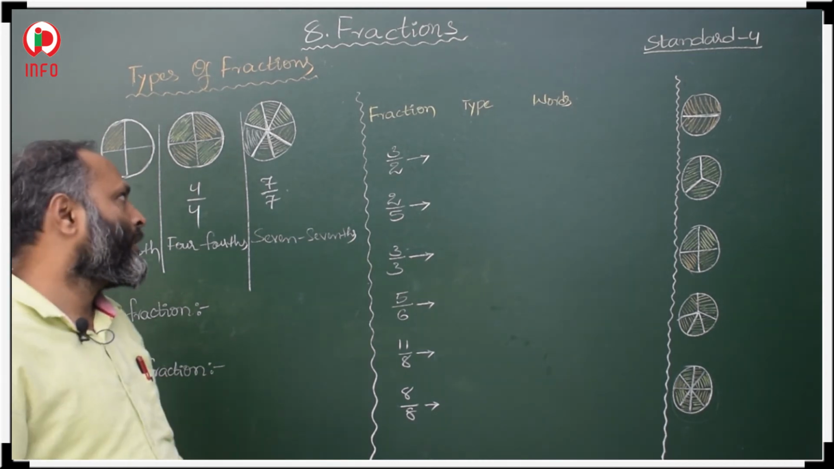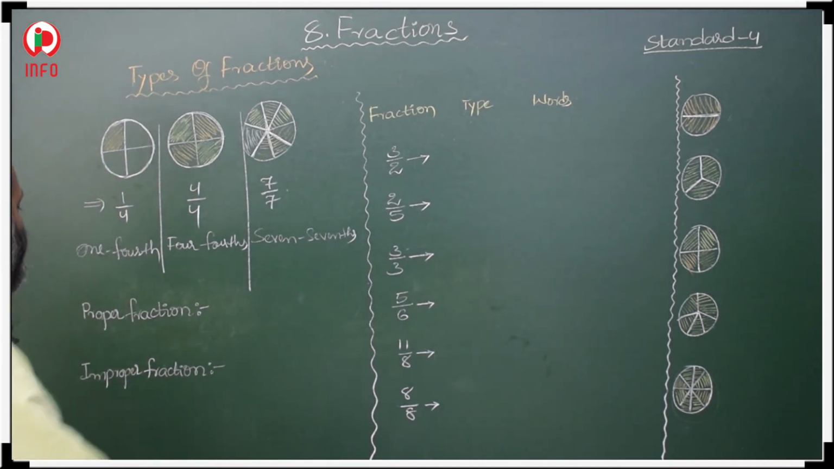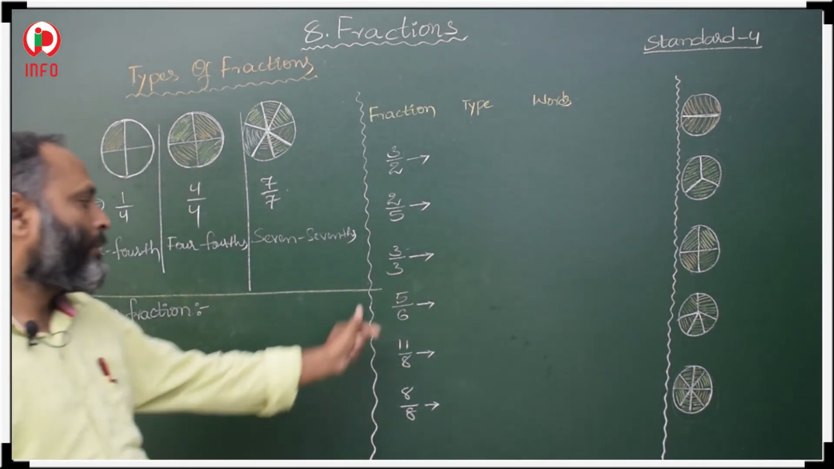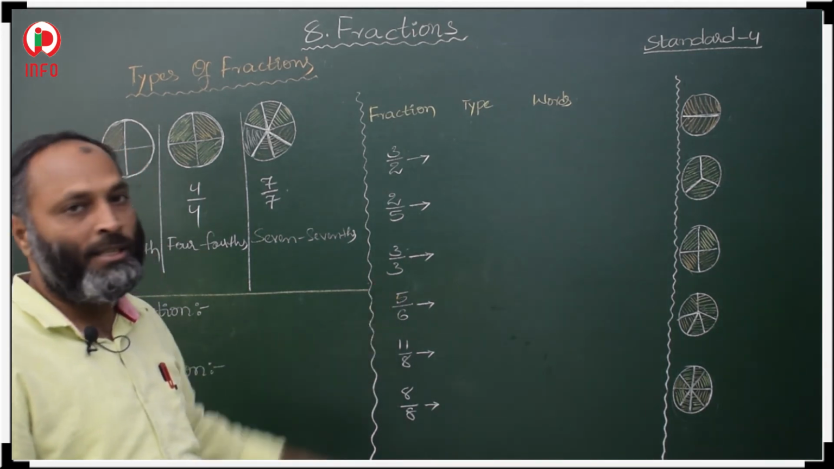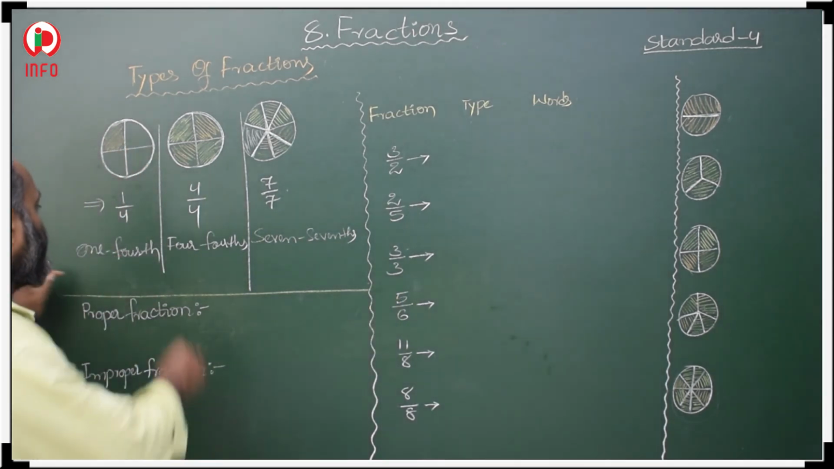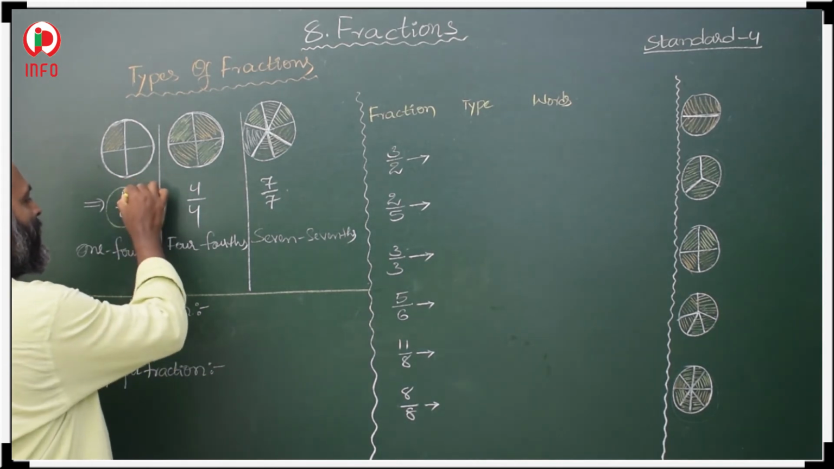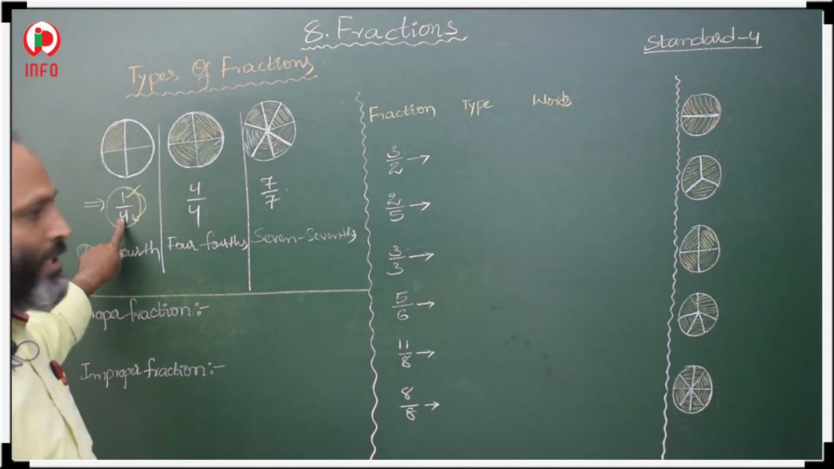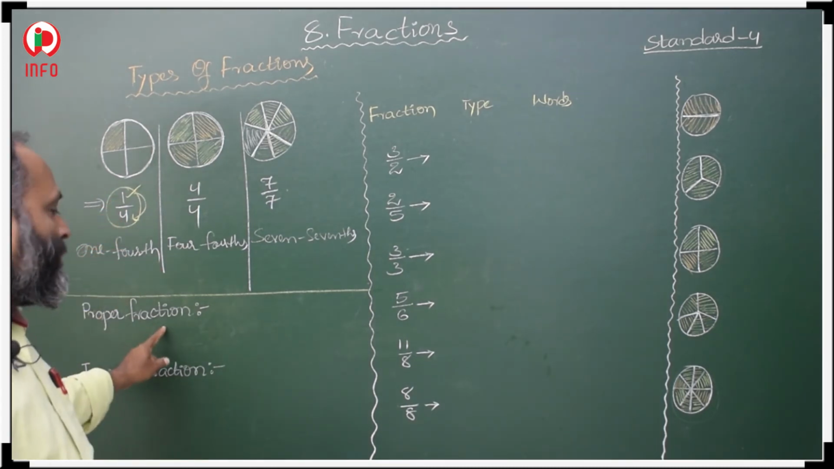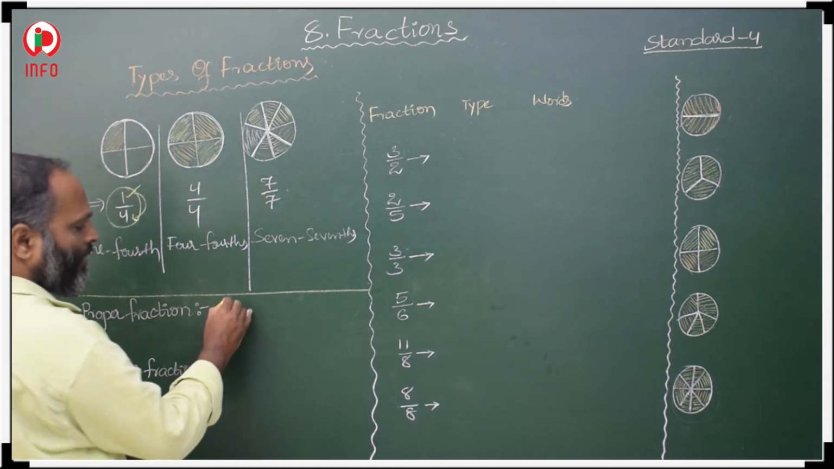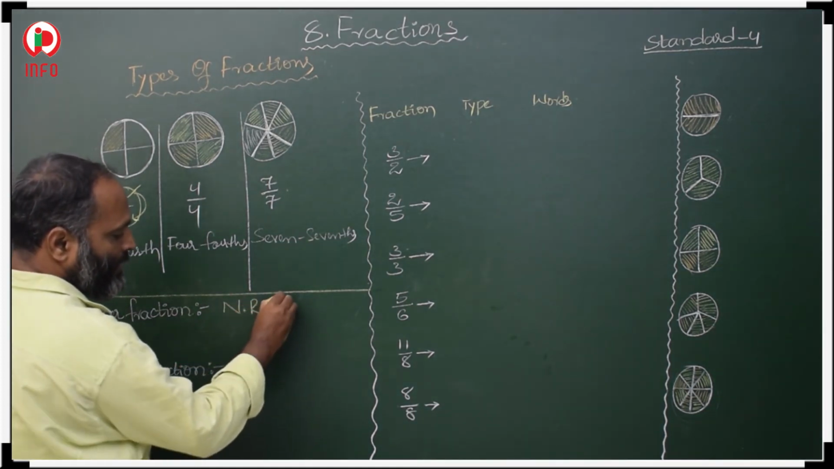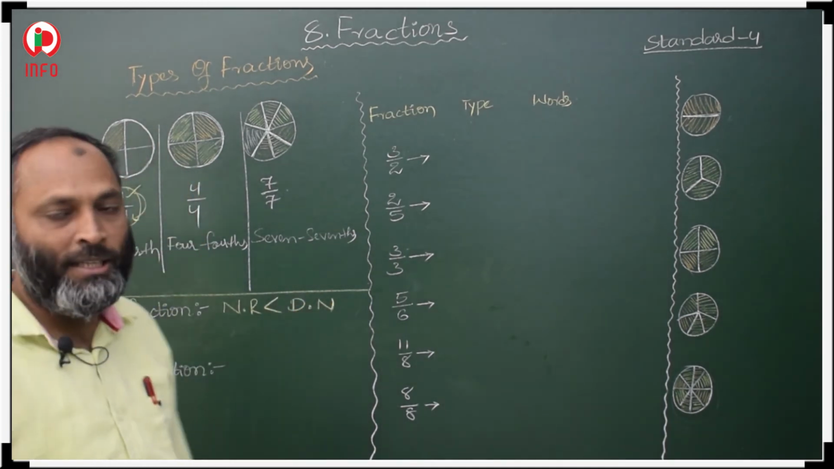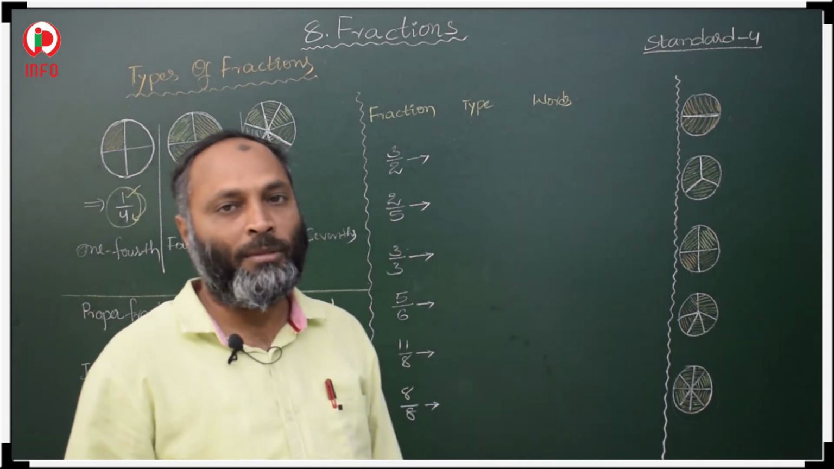Then, proper fraction. What is a proper fraction and what is an improper fraction? Proper fraction means the numerator is less than the denominator. Here the numerator is less than the denominator, so this is a proper fraction. If the numerator is less than the denominator, then that fraction is called a proper fraction.